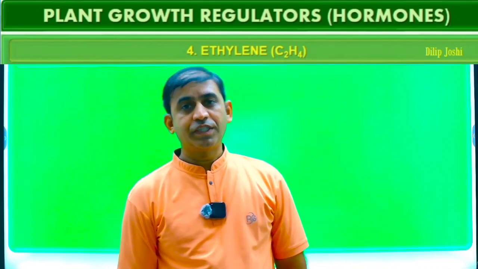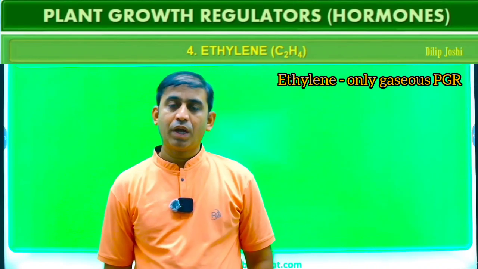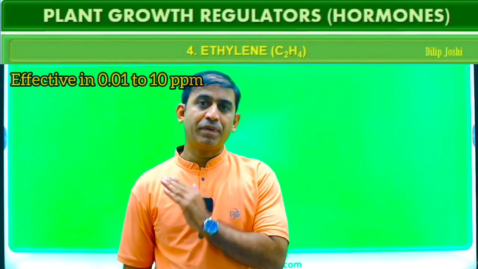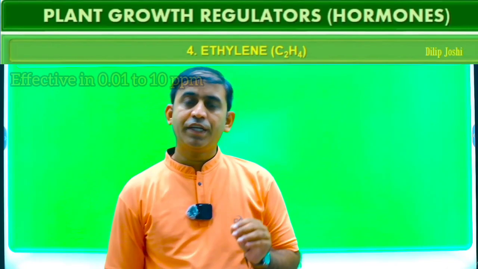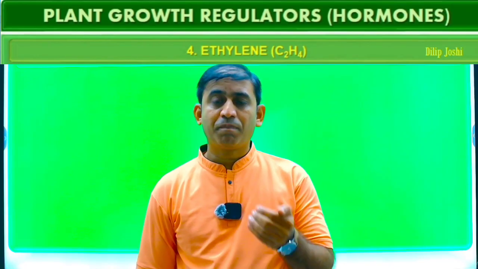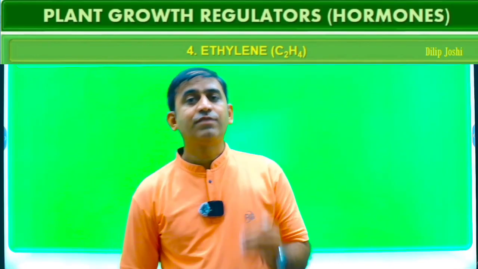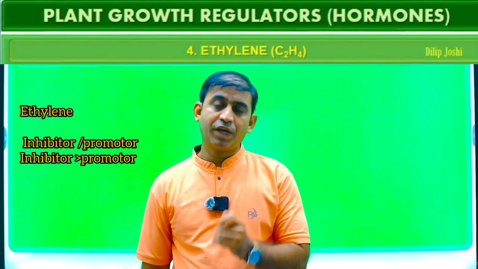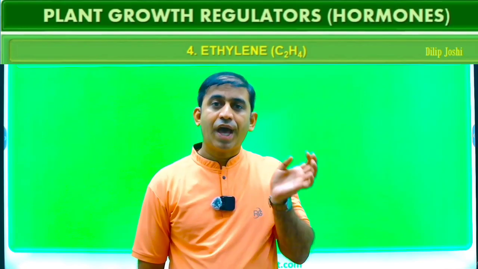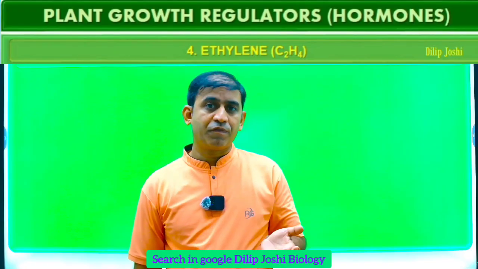Ethylene is the only gaseous plant growth hormone and it's effective in a concentration of 0.01 to 10 ppm. Ethylene is the hormone which fits in both categories. That is, it will act on the plant as a growth promoter as well as a growth inhibitor. It fits in both categories, but it has more inhibitory function as compared to growth promoting function.